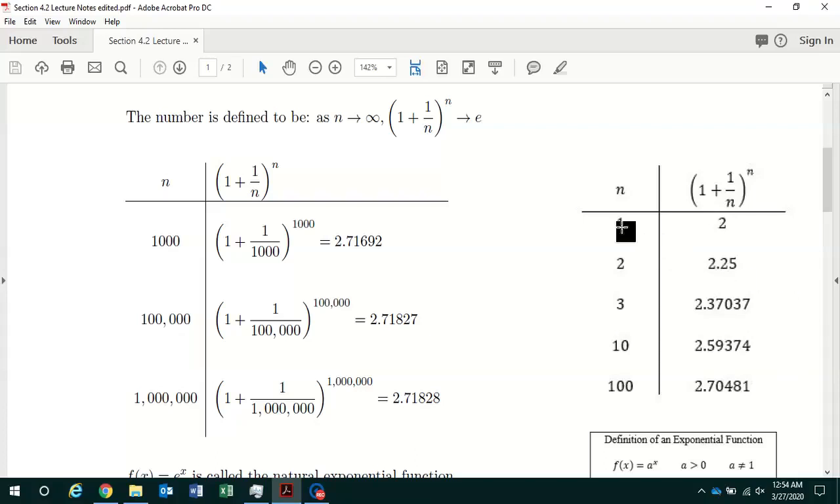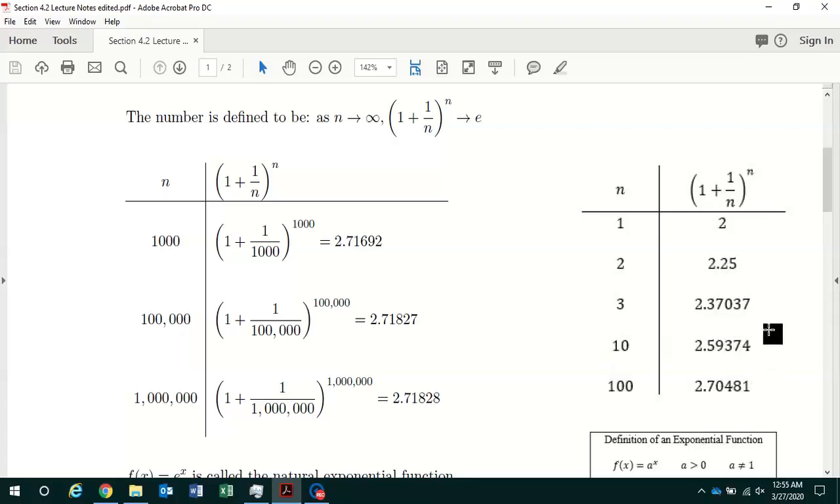So if n is equal to 1, we're talking about the first number in the sequence. If n is equal to 2, the second number. N equals 3 for the third number, n equals 10 for the 10th number, and n equals 100 for the 100th number in the sequence. To find the first number, we put in 1 for n in the formula, and we get 2. Then to get the second number, we put in 2 for n, and we get 2.25.